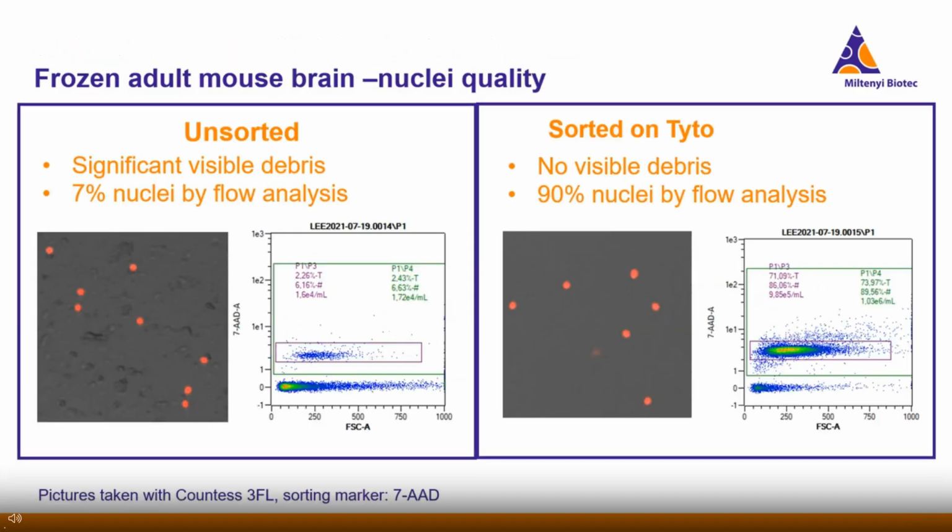On the left, you see an image of the unsorted nuclei from adult mouse brain. We also analyzed these nuclei by flow cytometry and found that only 7% of the events detected were nuclei, meaning they were positive for 7-AAD. That means that the vast majority of the particles in that suspension were debris rather than nuclei. After sorting the nuclei in the MACSQuant Tyto, debris is no longer visible, and flow analysis determined that 90% of the events were in fact nuclei.